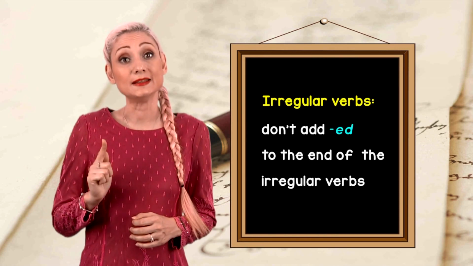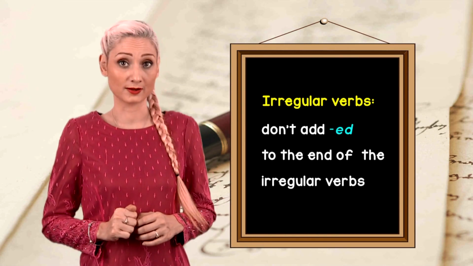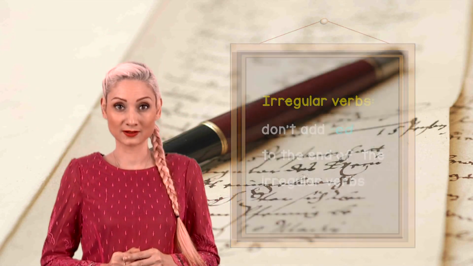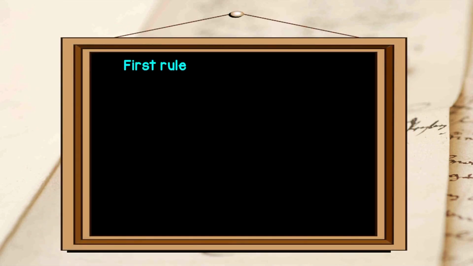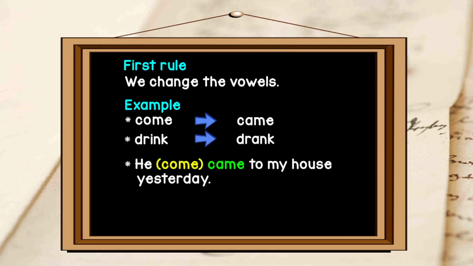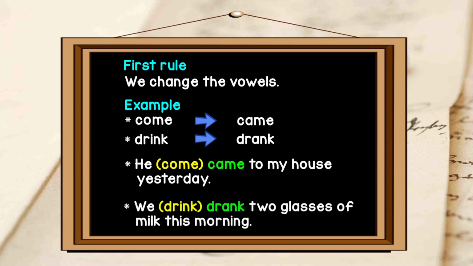Unlike regular verbs, we don't add ed to the end of irregular verbs. Instead, we follow a different set of rules. For some irregular verbs, we change the vowels. For instance, come becomes came. Drink becomes drank. As in, he came to my house yesterday. We drank 2 glasses of milk this morning.